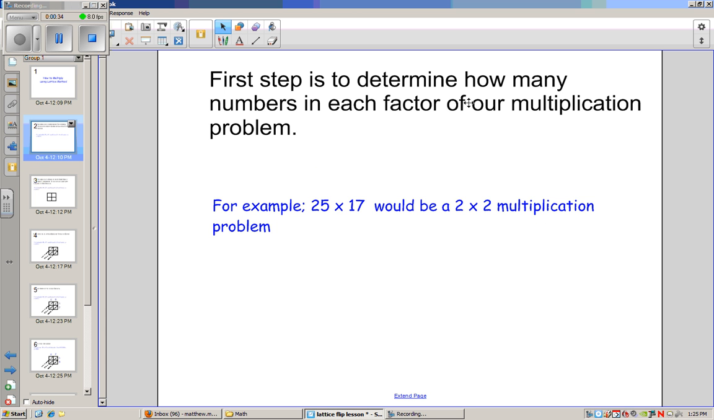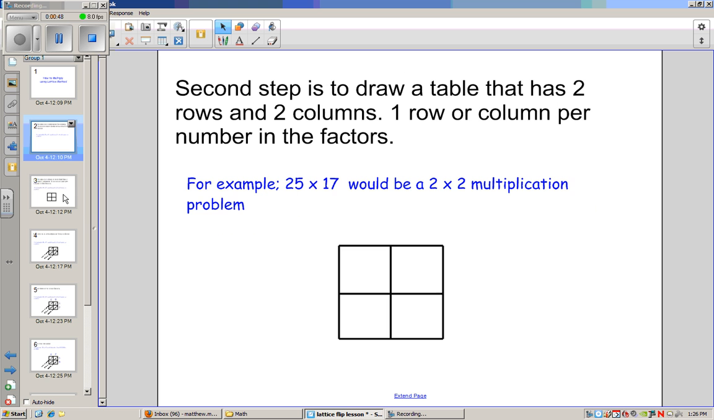Our first step when using lattice is to determine how many digits there are in each factor of our multiplication problem. So if I gave the example 25 times 17, that would be a 2 by 2 multiplication problem because each factor has 2 digits in it. As we move on, our second step would be to draw a box that has 2 rows and 2 columns. That's 1 row or column for each digit in our multiplication problem.